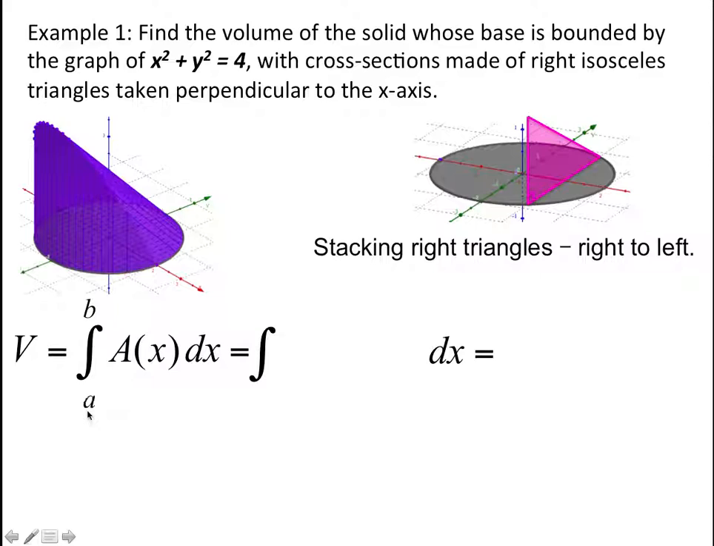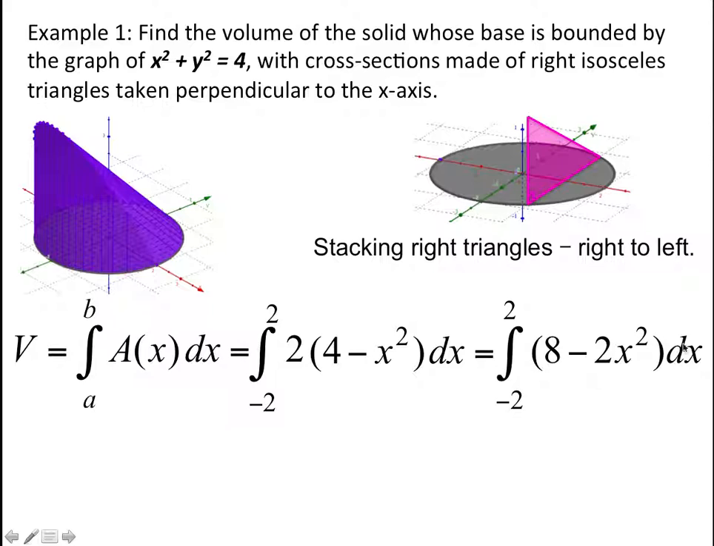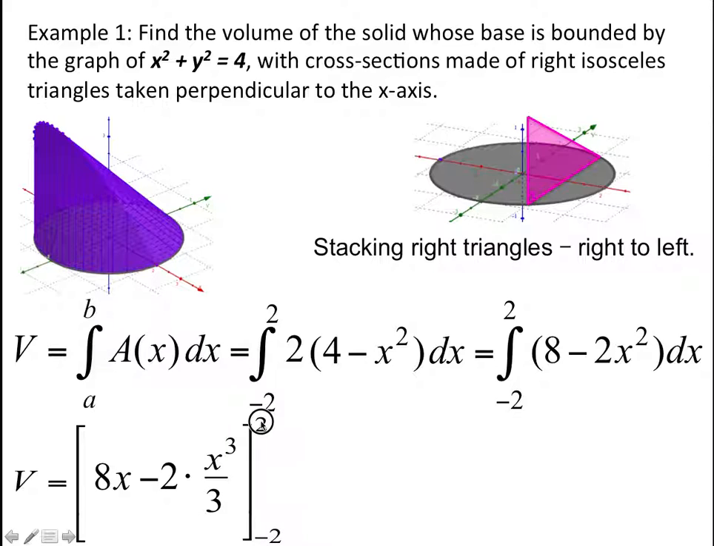And so our bounds are -2 to +2. That area function is 2 times 4 minus x squared. I'm going to distribute the 2, and then I'm going to go ahead and integrate this. So the antiderivative of 8 is 8x, minus 2 times the antiderivative here, which is x cubed over 3. And we're going to evaluate that from -2 to 2.